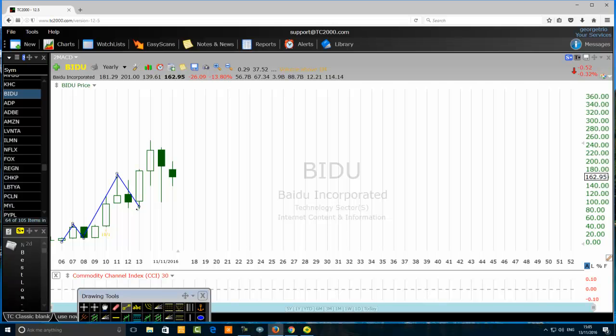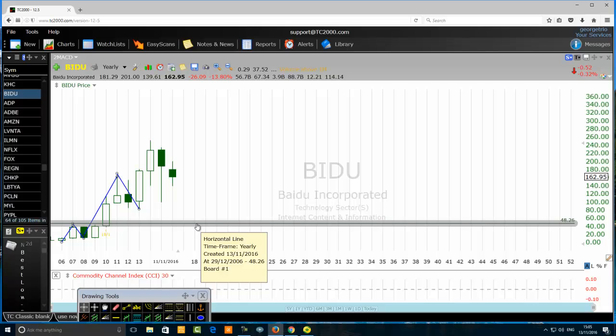Now where is the fourth wave? Looking at this chart, maybe this one. One step at a time. Is the fourth wave overlapping the first wave? No, it's not overlapping the high of the first wave. Good, so everything looks good so far. One step at a time.